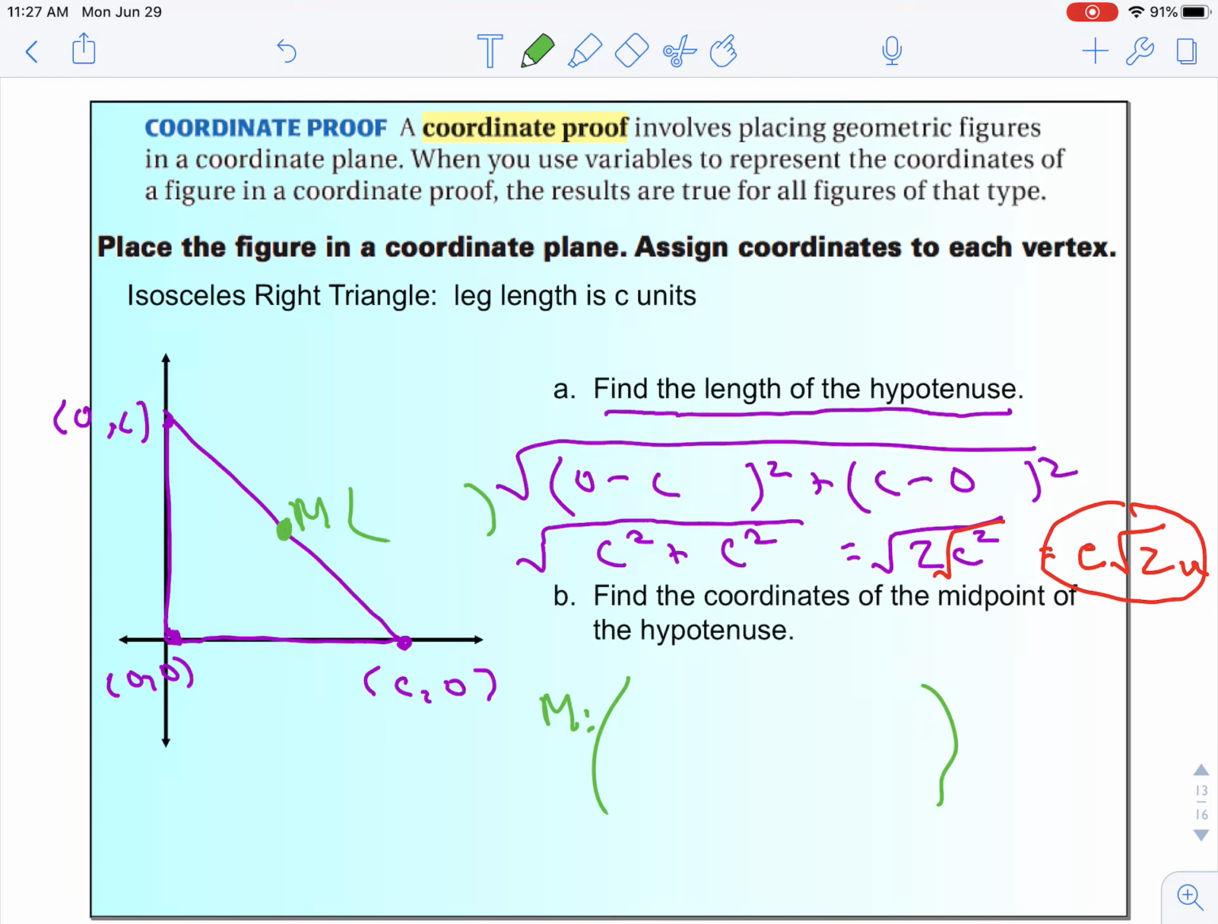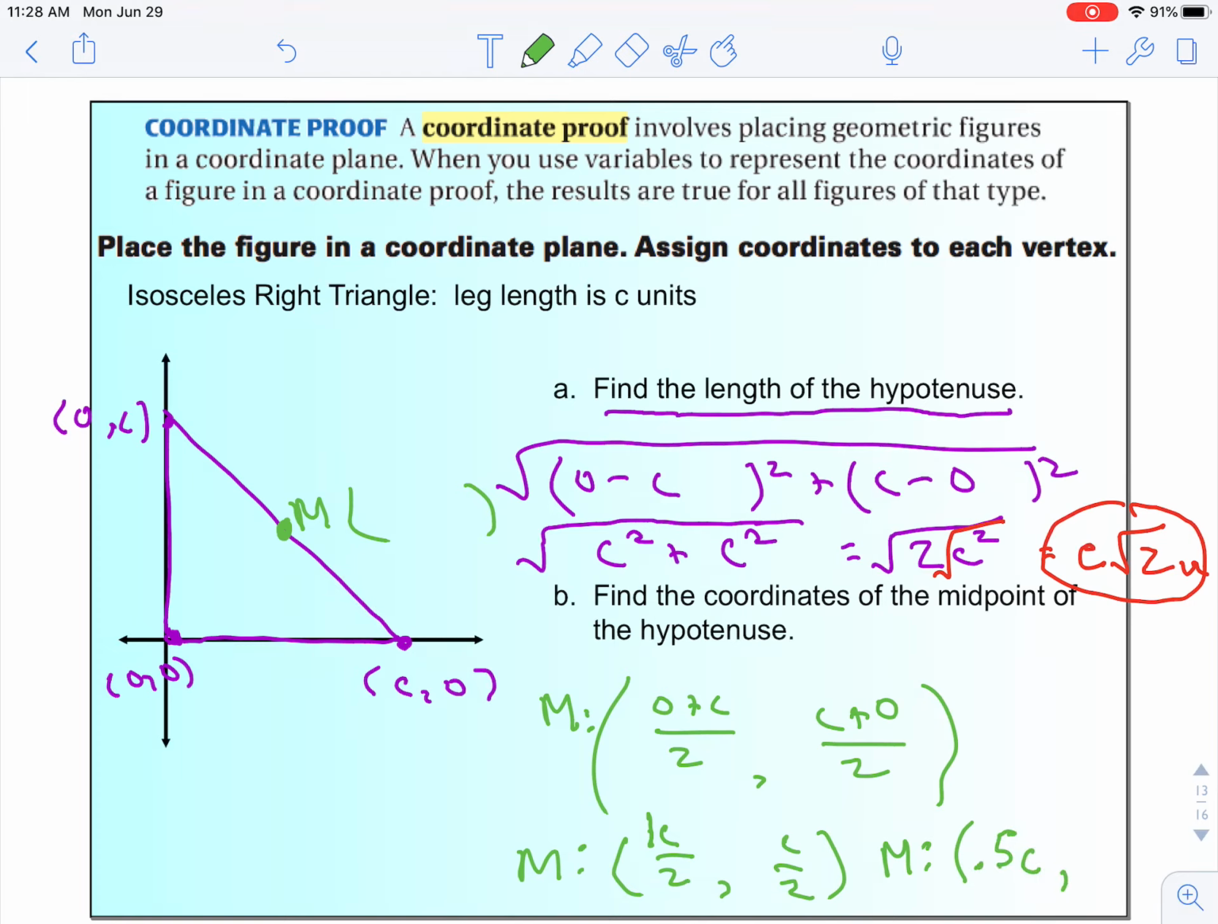So we have to take the average of the x's. So we take 0 plus c divided by 2. And we take the average of the y's, which is c plus 0 divided by 2. So our midpoint, M, is the ordered pair (c/2, c/2). Or sometimes it might be more convenient to write it as, since c divided by 2 is the same as 1/2 c, we could write the midpoint as (0.5c, 0.5c).